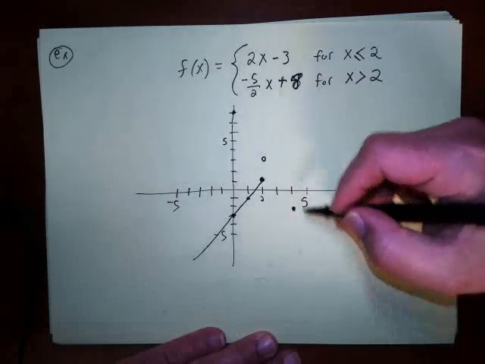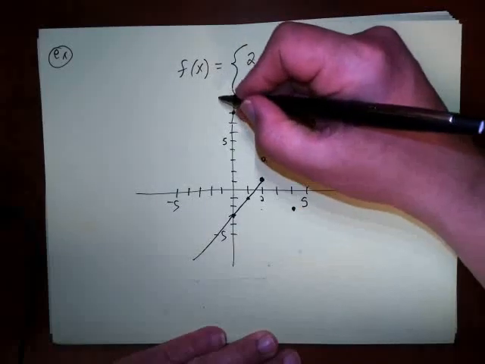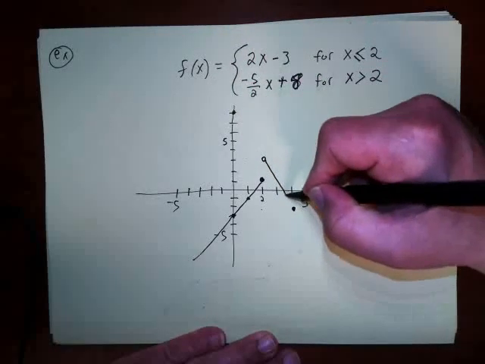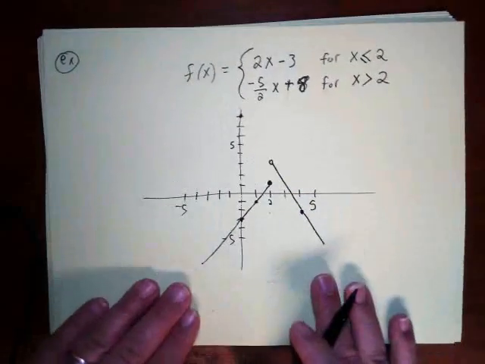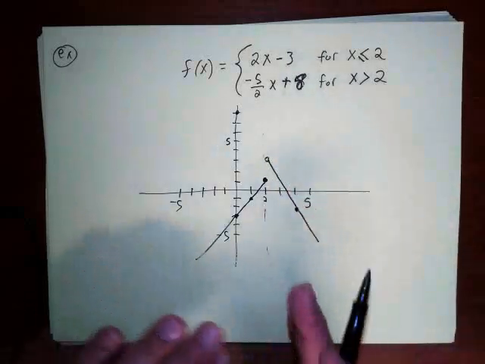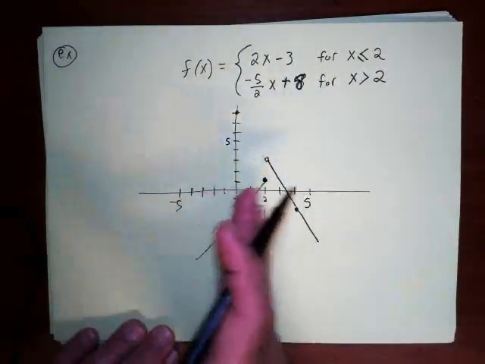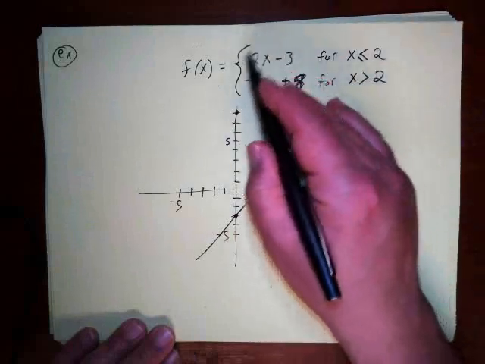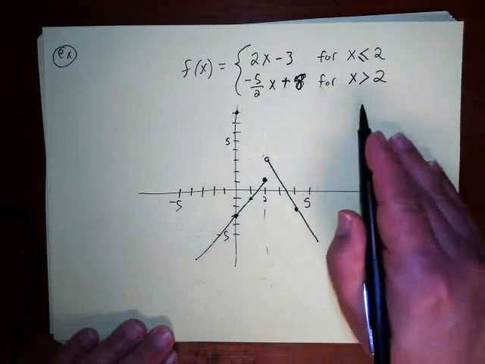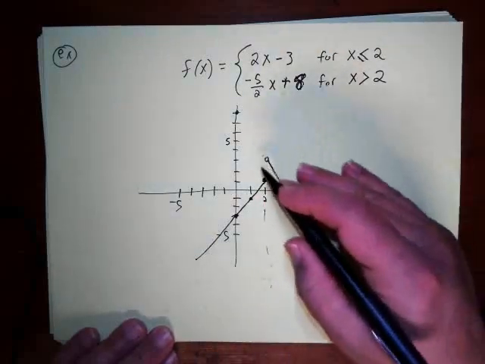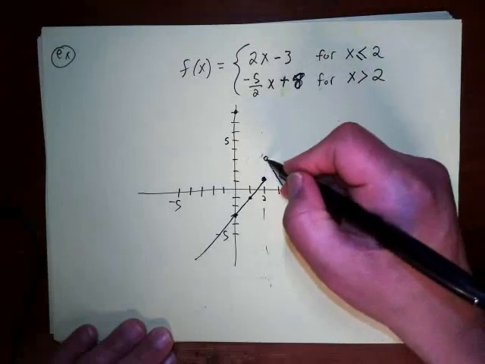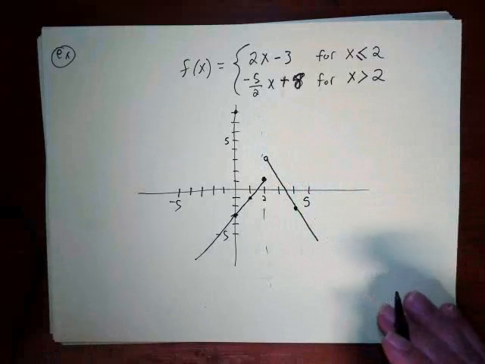And then I could go down 5 over 2, but this is enough. I'm not going to draw the whole graph. You don't draw the whole line. You just start here, and then you go on like this. So this is actually going to look like this. So here at 2, the behavior of the graph changes. For everything less than or equal to 2, you get the graph of y equals 2x minus 3. For everything strictly greater than 2, you get the graph of negative 5 halves x plus 8. Okay, this is a dark circle, and that's a light, an open circle.